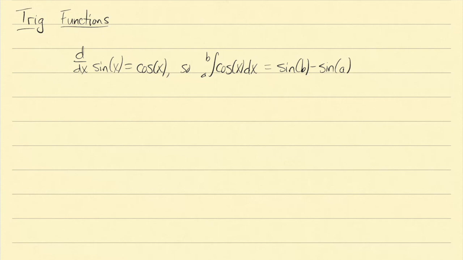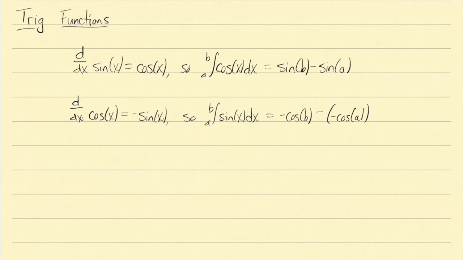Cosine is nice and easy. The derivative of sine is cosine, which tells us that sine is an antiderivative for cosine. So if we want to integrate cosine from a to b, we just evaluate sine of b minus sine of a. Sine is a little bit trickier to integrate. Because the derivative of cosine is not sine, but minus sine, the antiderivative of sine is actually minus cosine. So that tells us if we want to integrate sine from a to b, we have to take negative cosine of b minus negative cosine of a.